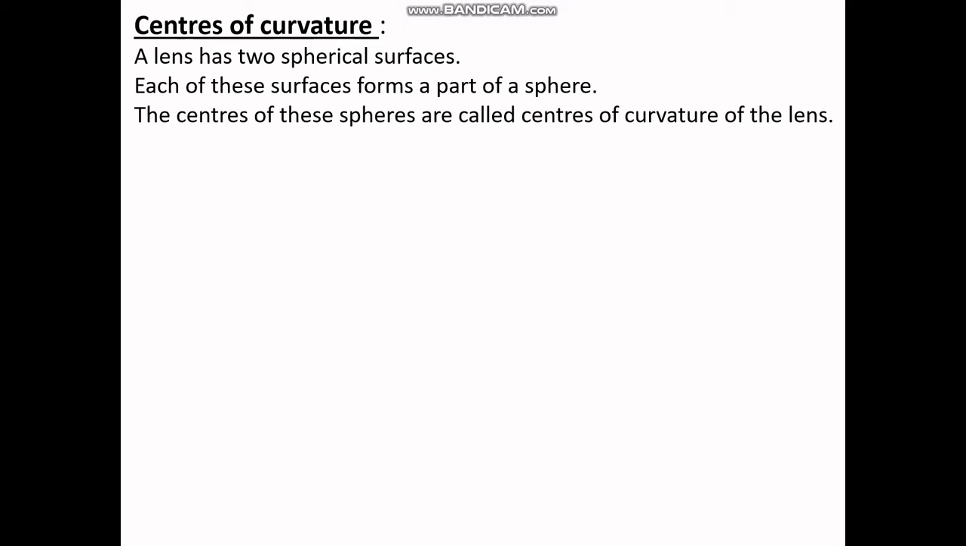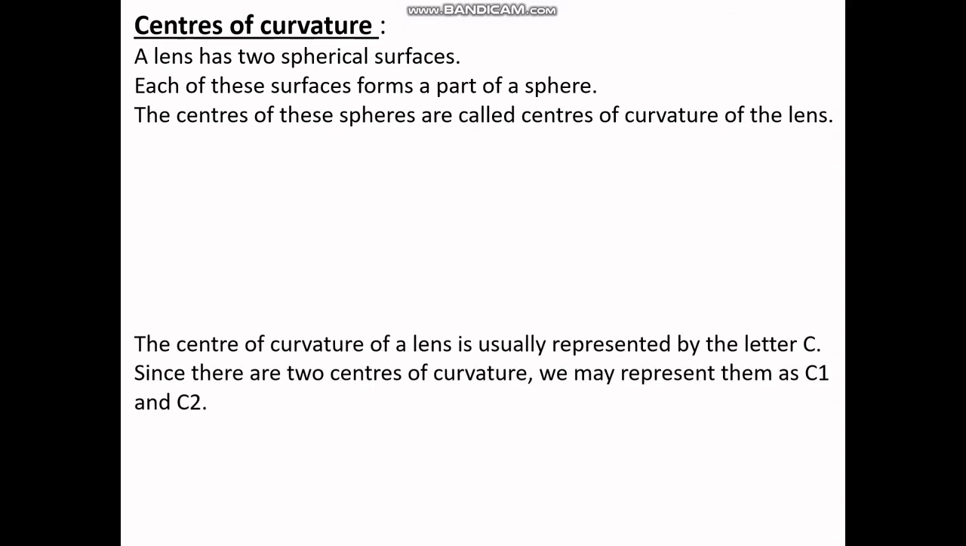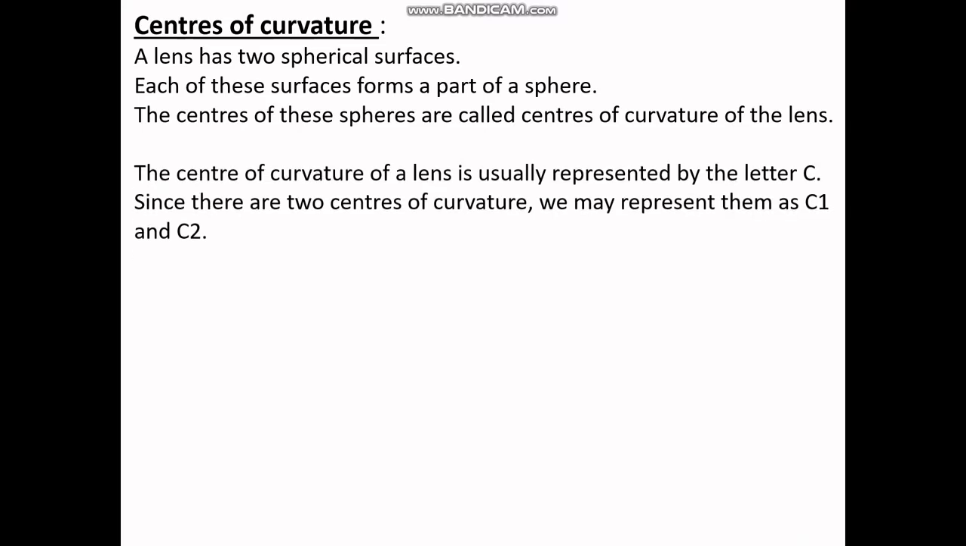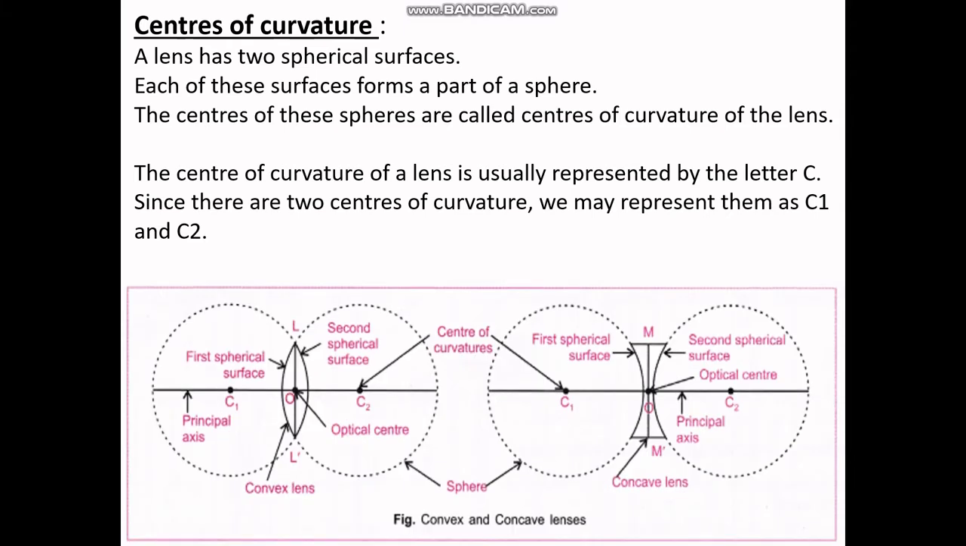So, what is center of curvature? The center of the sphere of which the lens is a part. The center of curvature of a lens is usually represented by the letter C. Since there are two centers of curvature, we may represent them as C1 and C2.